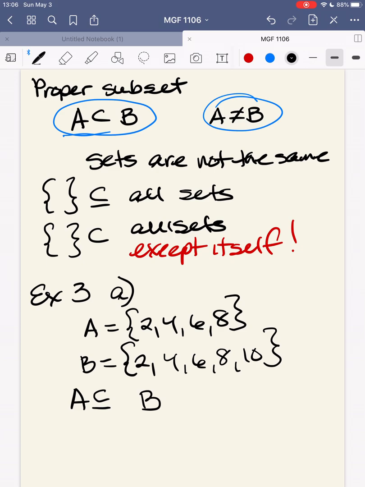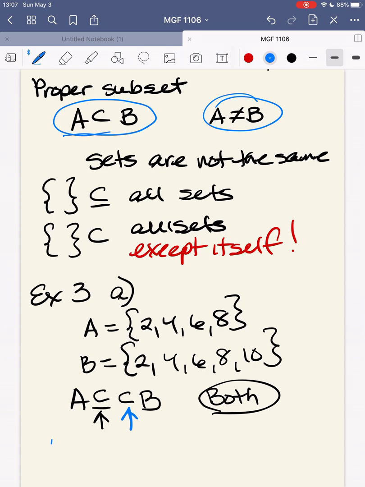Is it a proper subset? Okay, if we look at it again, A is a subset of B, and sets A and B are not equal. It is also a proper subset. So this one is both of those things. It is a subset because every element from A is included in B. It is a proper subset because A is included in B and A and B are not equal. And I hope this really clarified this a little bit.